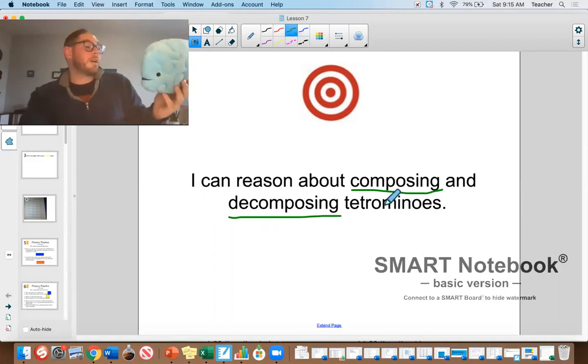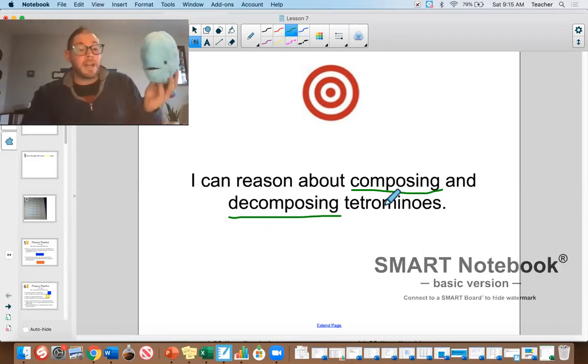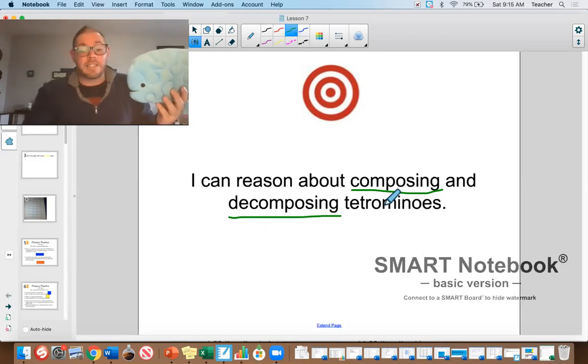So we're going to have quite a lot of fun today moving these around and building quadrilaterals and polygons with them. Hooray! Yep, I'm excited.